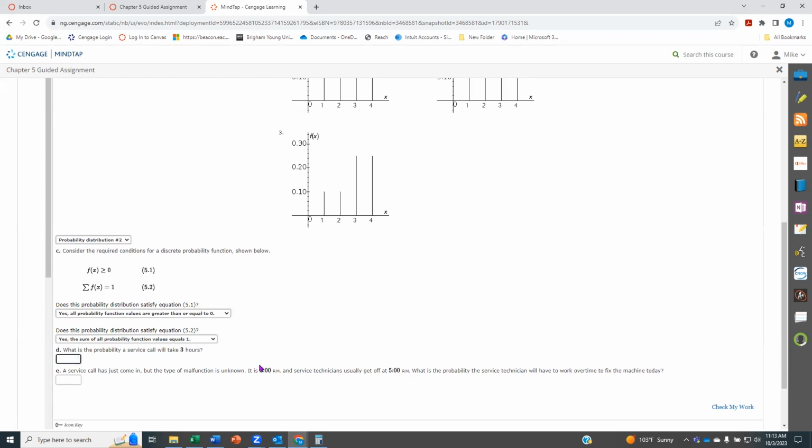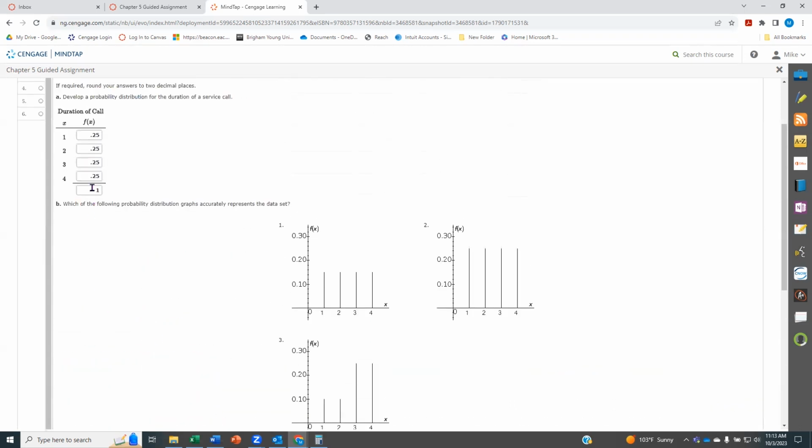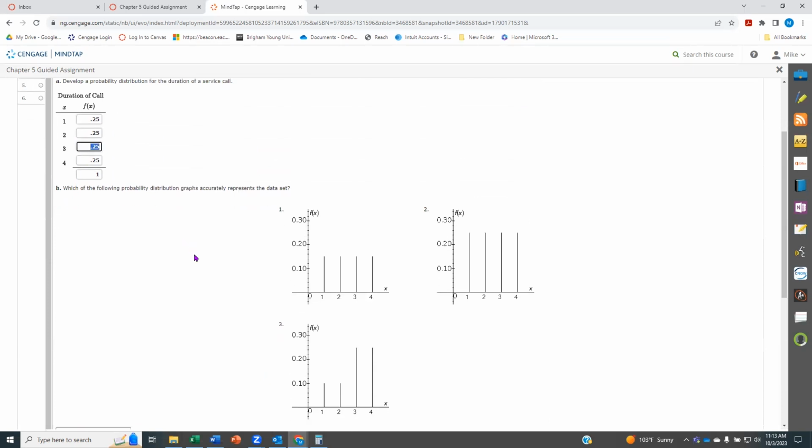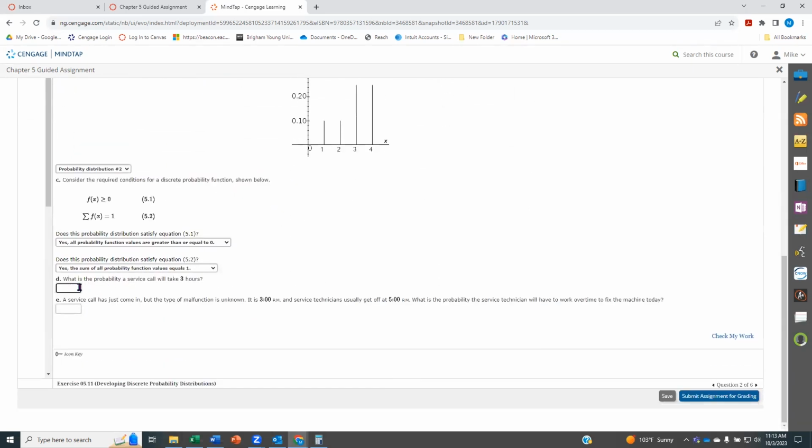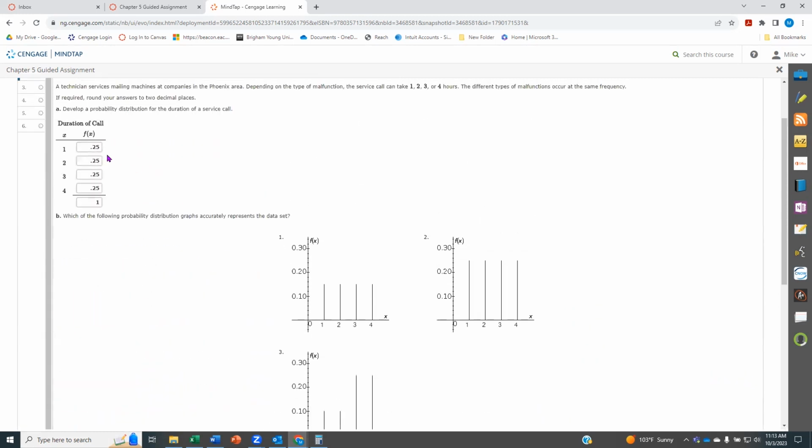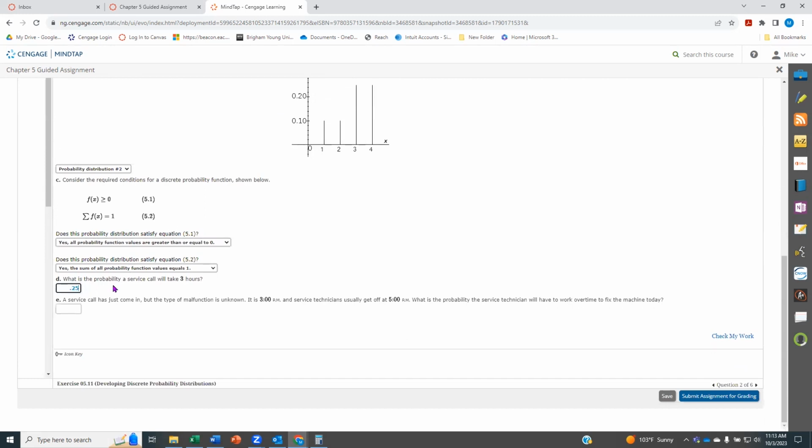So what's the probability a service call will take 3 hours? Well, we figured it out right here, 0.25. So there is a 0.25 probability that, given all of the rest of the information we've already looked at, that there are 4 potential outcomes and they all have the same frequency, then there's a 0.25 probability.